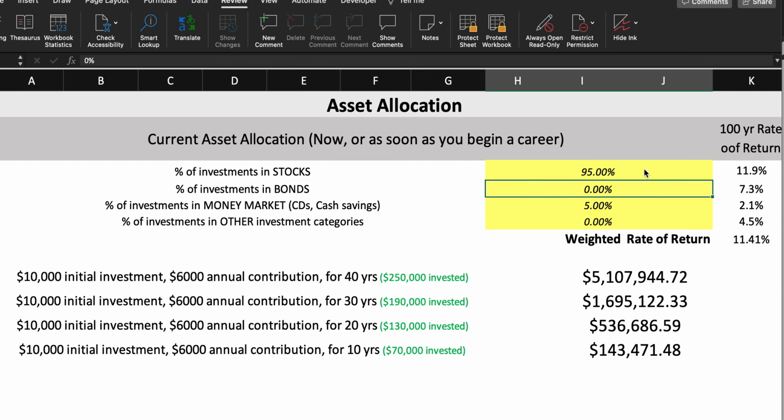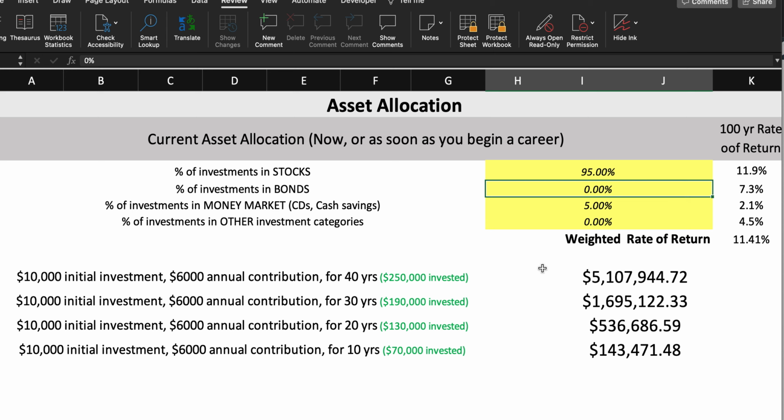My allocation right now, and I'm 48, actually I'm 49, is 95% in stocks and 5% in money market. You can see that the weighted average is 11.41%. So even at my age, I'm still playing the long game and investing in stocks because they return a better rate of interest. I've got at least 10 years, probably 10 to 15 years, before I even need the money, so that affords me the opportunity to be in stocks for the long term.